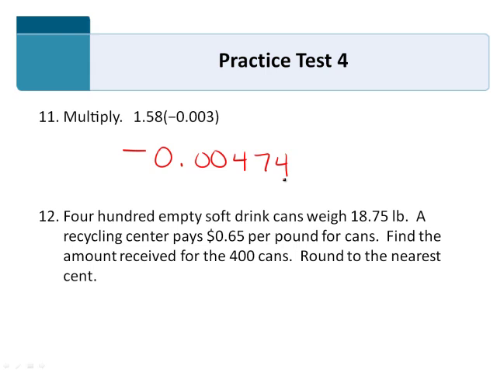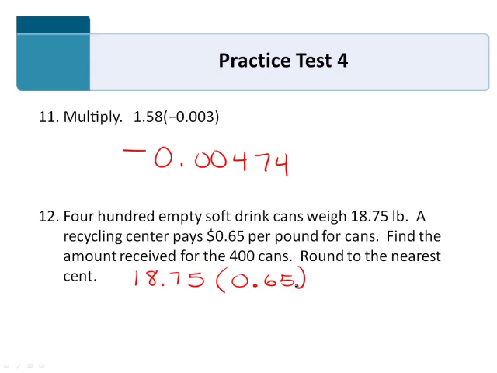Number 12. Sorry. 400 empty soft drink cans weigh 18.75 pounds. A recycling center pays 65 cents per pound for cans. Find the amount received for the 400 cans. Round to the nearest cent. All right, the 400 doesn't have anything to do with the problem. All we need to know is how much they weigh and how much we get paid per pound. So we have 18.75 pounds, and we're going to get paid 65 cents per pound.